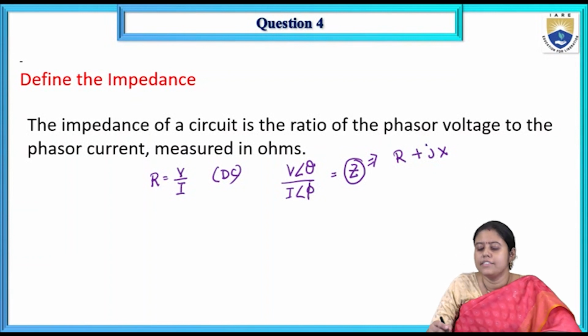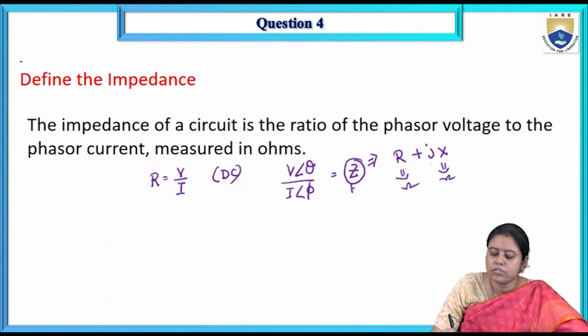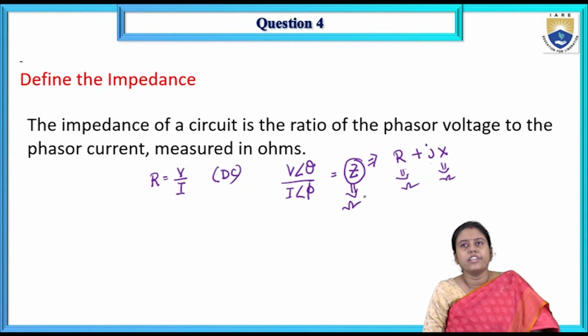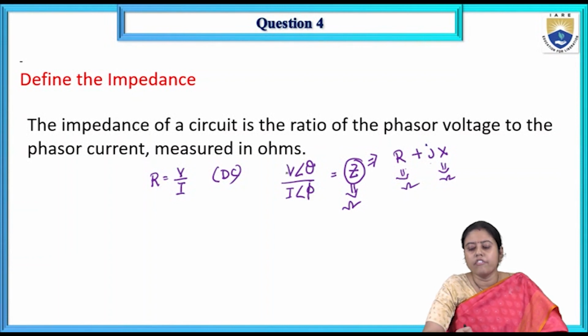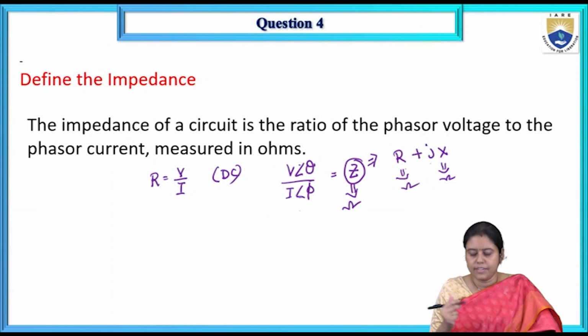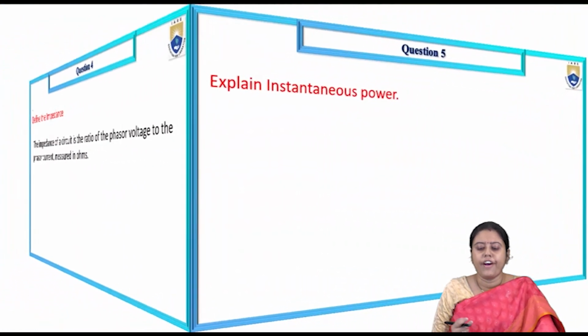So what is Z? Z is nothing but R plus jX, and the unit of R is ohm, the unit of X is ohm. That's why the unit of Z is ohm. But mathematically the definition is the ratio of the phasor voltage to the phasor current, and we write it as Z. So now we are moving to question number 5.